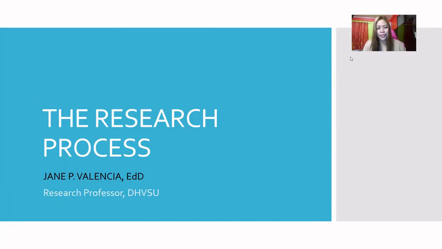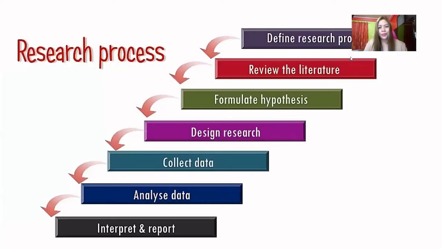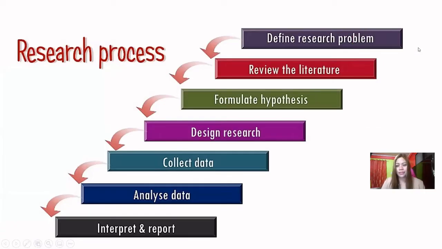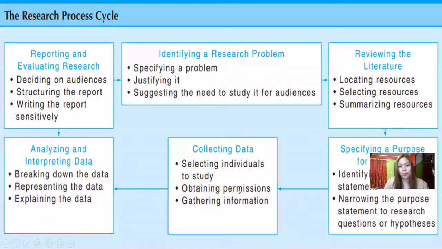Now, talking about the research process, we can see that this process is the one that we are going to follow in terms of coming up with a study. First for us is to define the research problem, review the literature, formulate hypotheses, design research, collect data, analyze data, and interpret and report. So this is the research process cycle I am talking about.